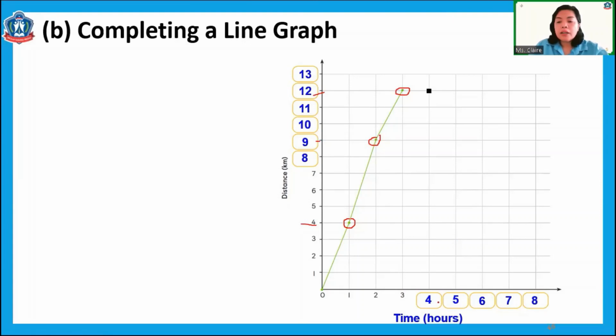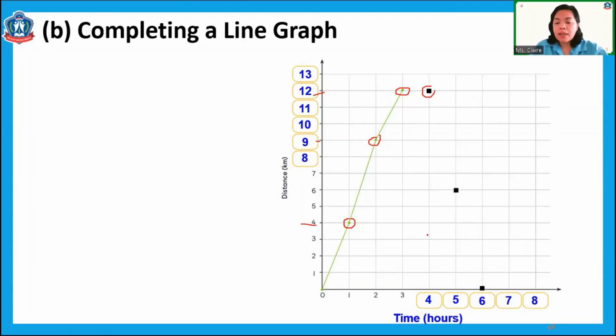Now, on the 4th hour, after 4 hours, he is still 12 kilometers from the starting point. Why do you think the same distance? Now, on the 5th hour, he hiked 6 kilometers.